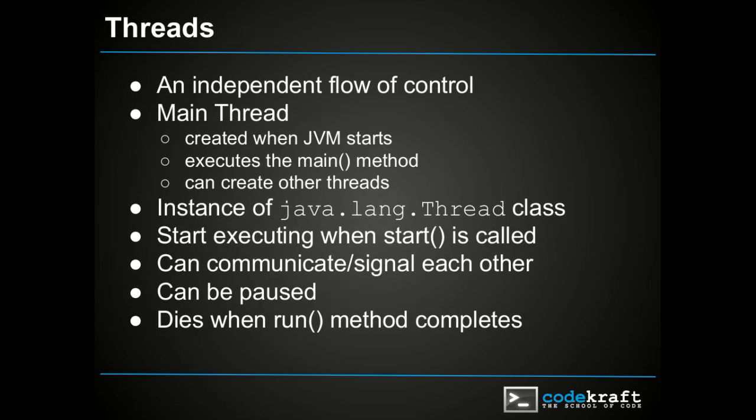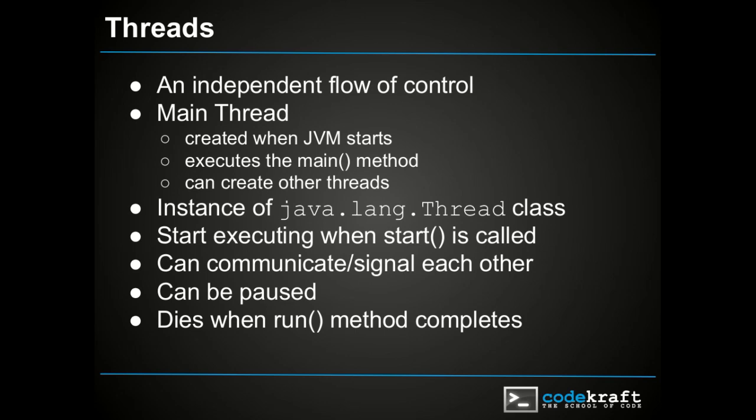Okay. So let's see what threads are. A thread inside a program represents an independent flow of control. A lot of you must be familiar with the main thread, which is the thread which the JVM starts when you run a Java program. The JVM starts the main thread, and that main thread executes the code that you have written inside the main method. One thing that this main thread can do is that it can create other threads. Okay, we'll see some examples of how we can create other threads.